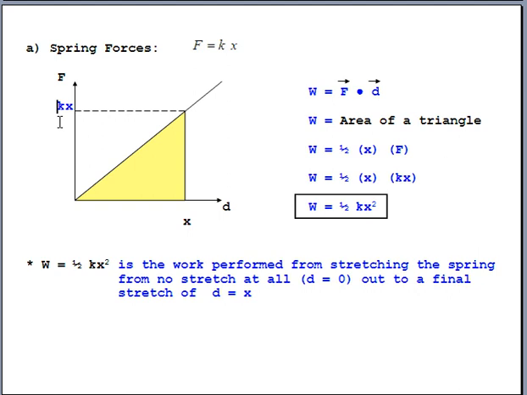I'm just going to make a little note in here. This 1/2 kx squared is the work performed from stretching the spring from no stretch at all. It has to start here. That's the only way this formula is going to work well. Out to some final stretch value of x, right? That'll be your displacement. I've managed to stretch at x. The key thing that we're going to look at for the next couple of examples is if you like this little equation here, 1/2 kx squared, you have to realize that that's with respect to nothing at all, no stretch at all.